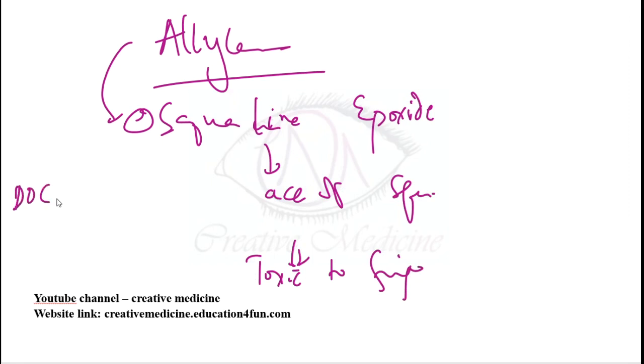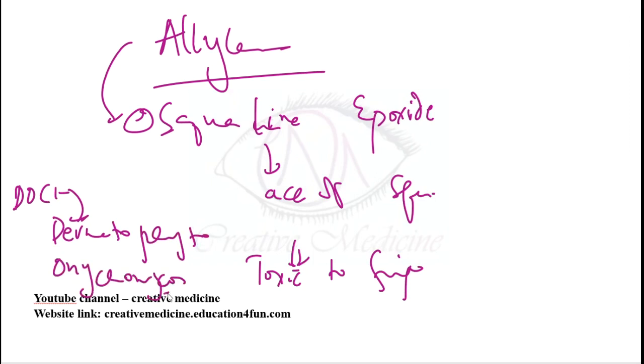Then if you see this about the allylamines, dermatophytosis is the drug of choice, and also onychomycosis. Dermatophytosis and onychomycosis are the drug of choice for allylamines. So allylamines will inhibit squalene epoxidase, causing accumulation of squalene, which is toxic to fungus.